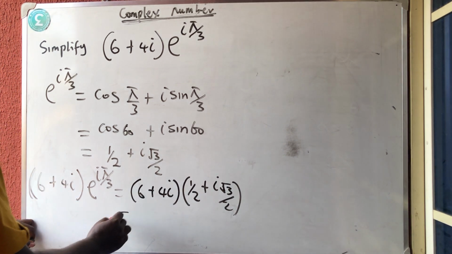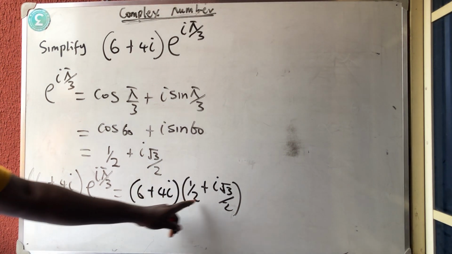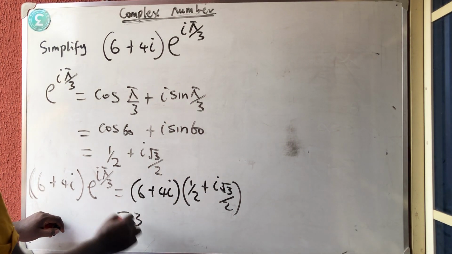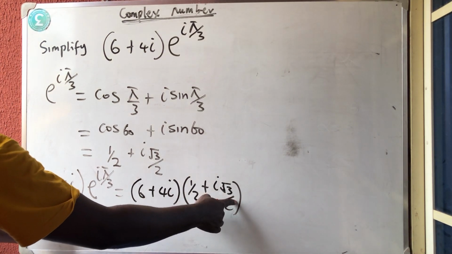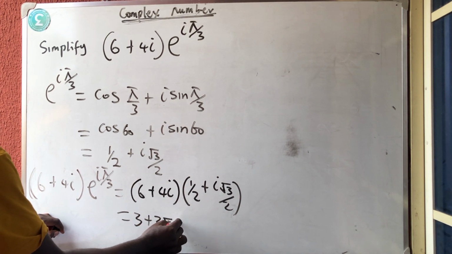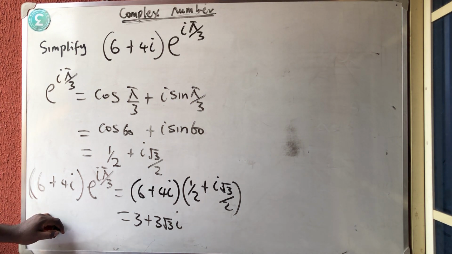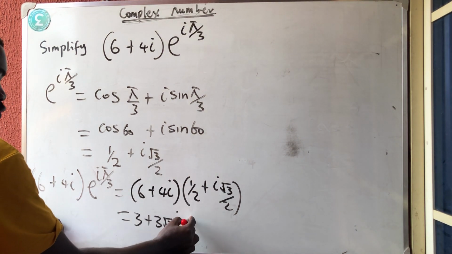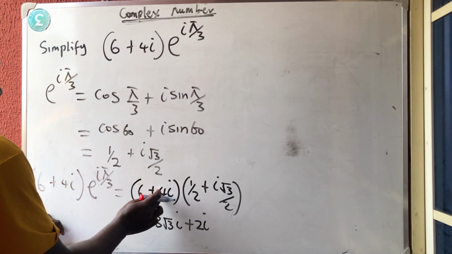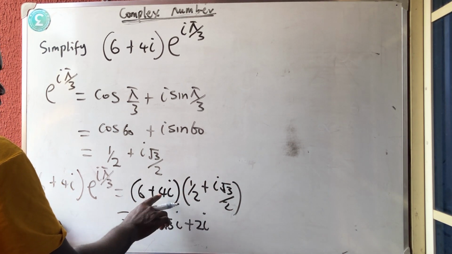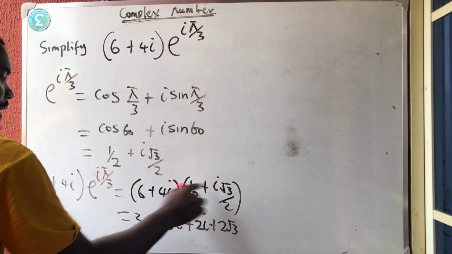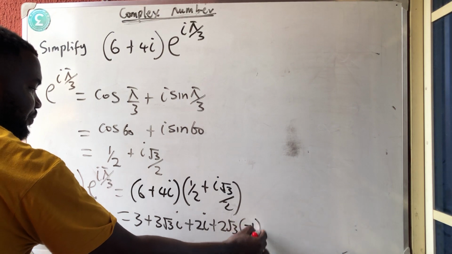So let's go. In multiplication, the first one will multiply everything and the second one will multiply everything. This time this will give you 3. This time this will give you plus what? 3 root 3i. Okay, let's go to the next one. This time this will give you 2i. This time, first of all, the number times the number will give you 2 root 3. Then i times i will give you minus 1.